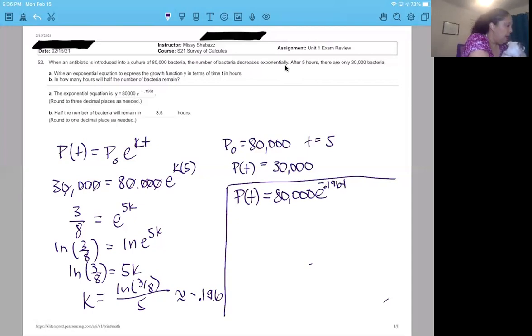All right. B says in how many hours will half the number of bacteria remain? All right, so we want half of 80,000. So 40,000 equals 80,000 e to the negative 1.96 t. When I divide 40,000 by 80,000, I get 1/2.